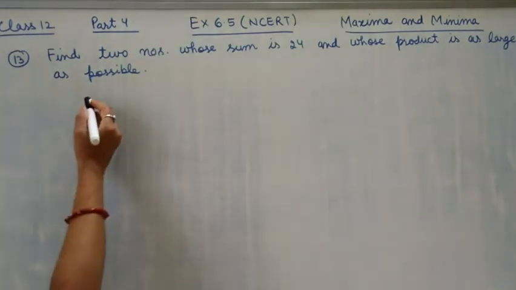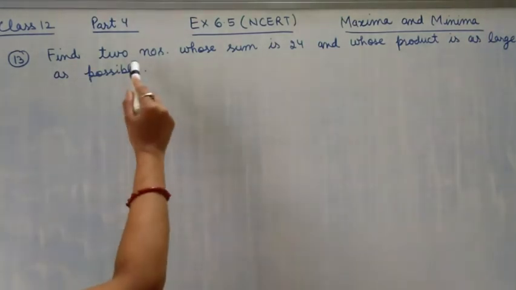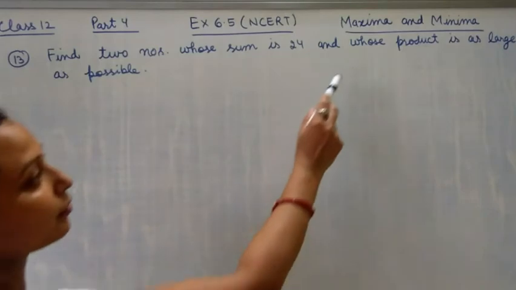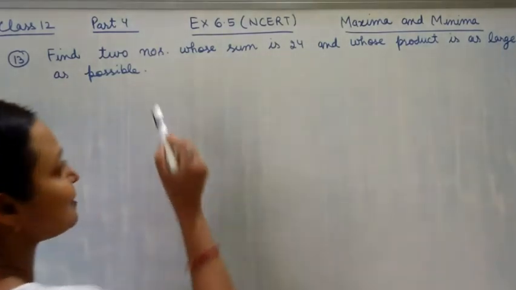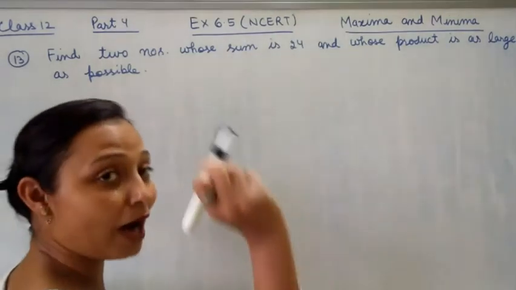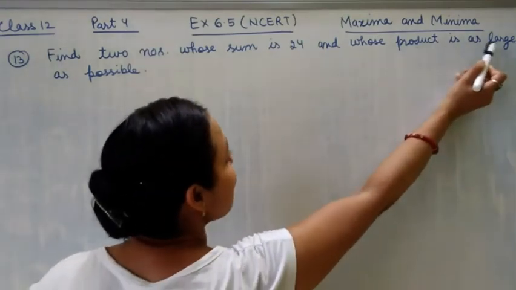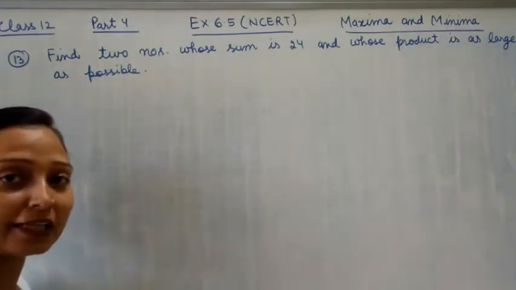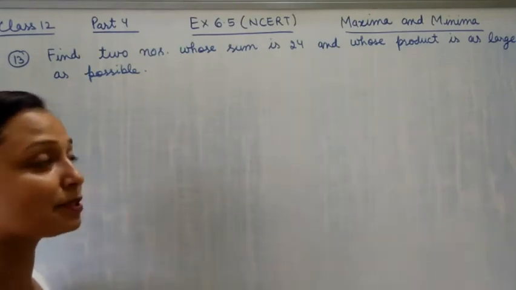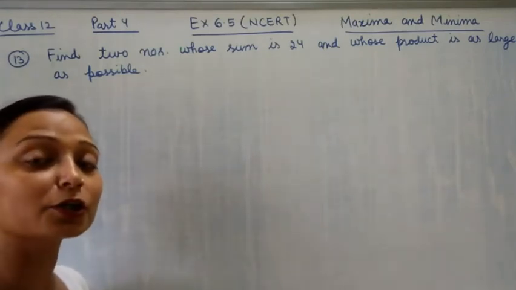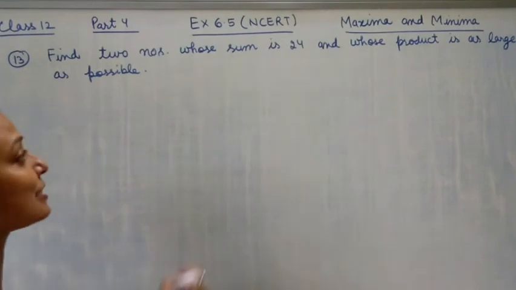So let's start with the statement. Find two numbers whose sum is 24 and whose product is as large as possible. Means you have to take the maxima on the product. Product is as large means you have to show that the product should be maximum. So let's start with the sum.